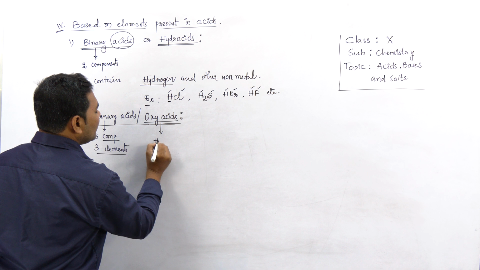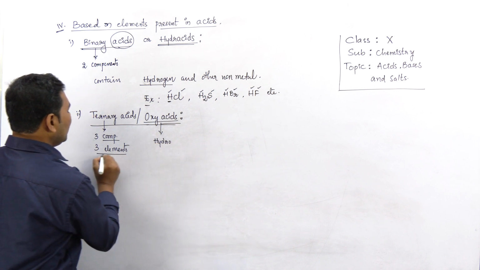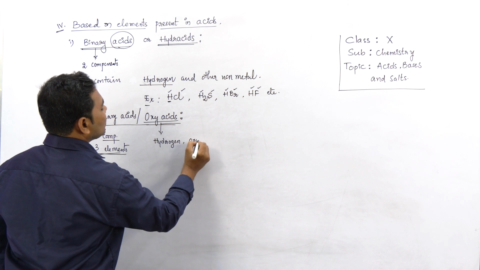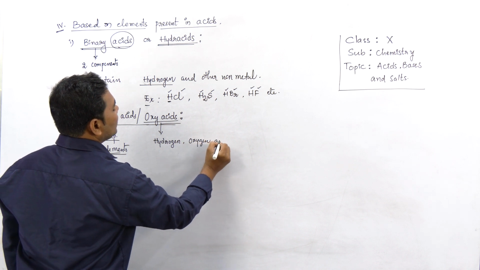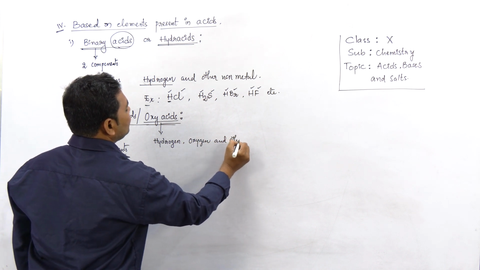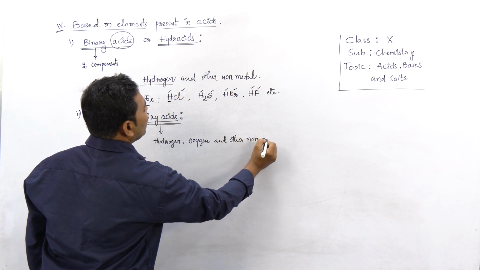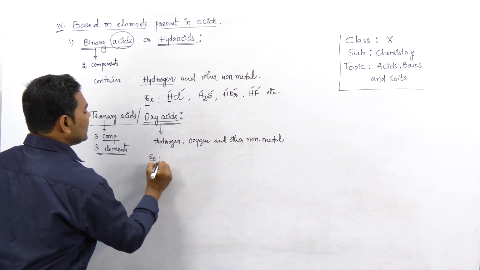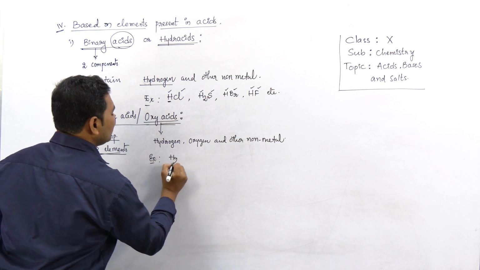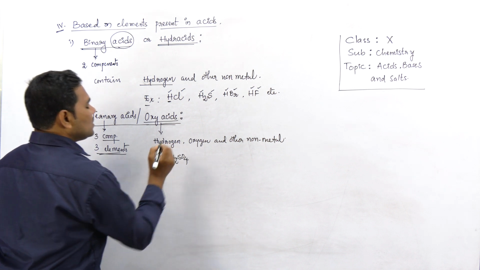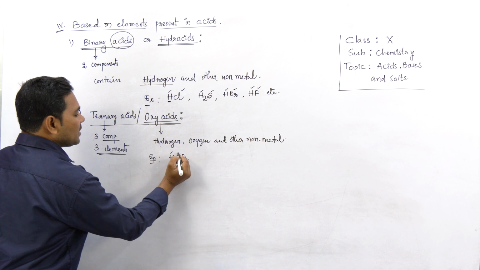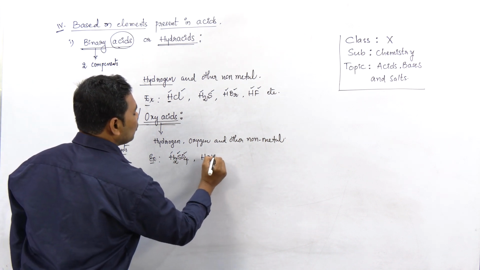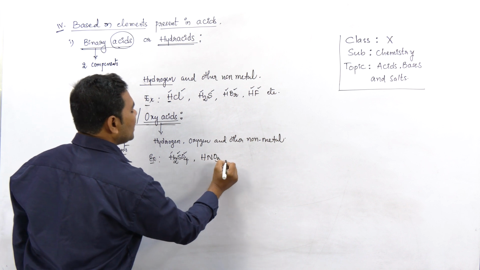Now we say it contains three elements: hydrogen, oxygen and another non-metal. They are called ternary acids or oxyacids. Let us write examples. If I write H2SO4, sulfuric acid, hydrogen is present, sulfur is present, oxygen is present. I write HNO3, hydrogen, nitrogen and oxygen.